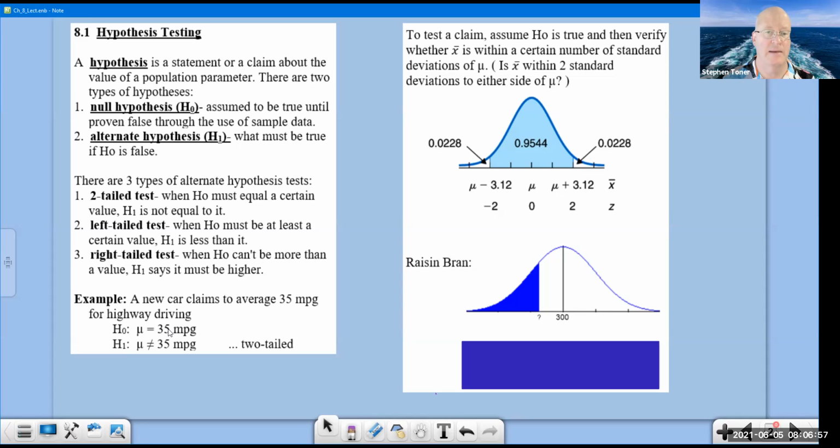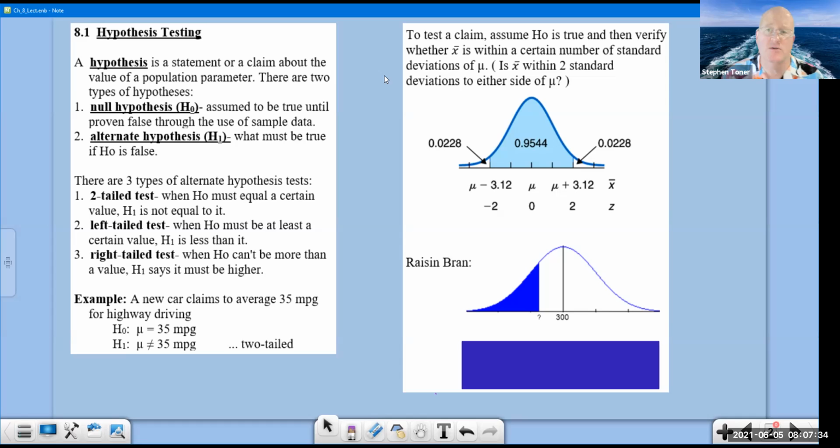So in this first example, I'm telling you that a new car company claims that their car will average 35 miles per gallon for highway driving. Now, that H0, mu equals 35 miles per gallon, is their claim. Now, if we disagree with that claim, we're saying, no, I disagree, then we would use the inequality not equal to.